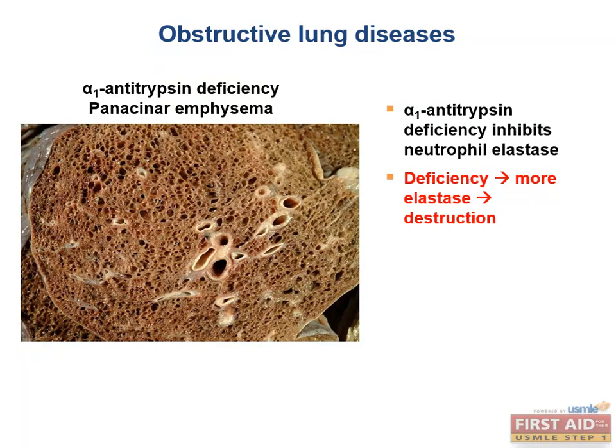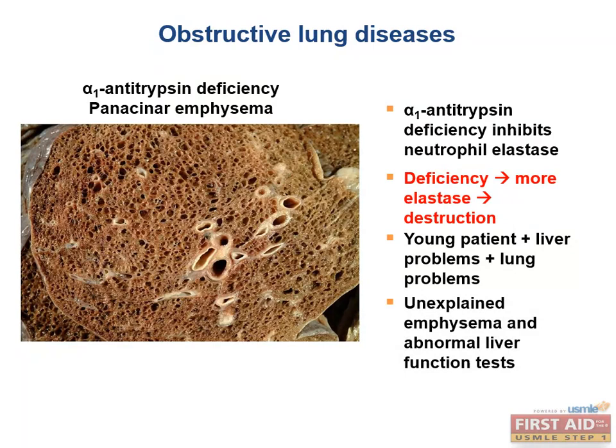When should you think of alpha-1 antitrypsin deficiency? A young patient with liver and lung problems or unexplained emphysema with liver enzyme abnormalities. That being said, a patient with alpha-1 antitrypsin deficiency should still avoid smoking because it can worsen the panacinar emphysema.